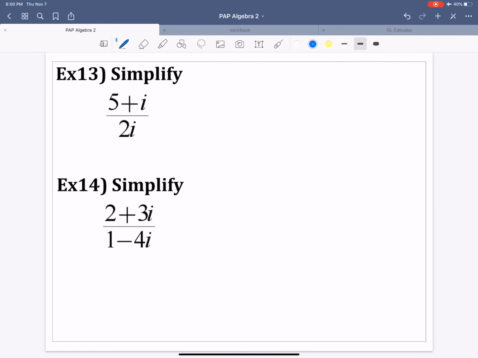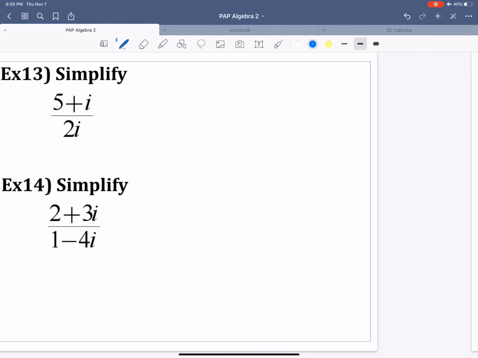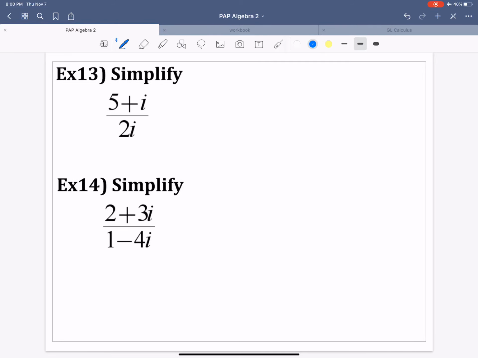All right, let's move on. Okay, we are almost done. These are the last 4 problems, and they go pretty quickly. Example 13. Well, here's what happens when you have an i, or a complex number, in the denominator of a fraction. You are not allowed to leave i in the denominator of a fraction, just like you're not allowed to leave square roots in your denominator. We're not going to leave i's in our denominator either.